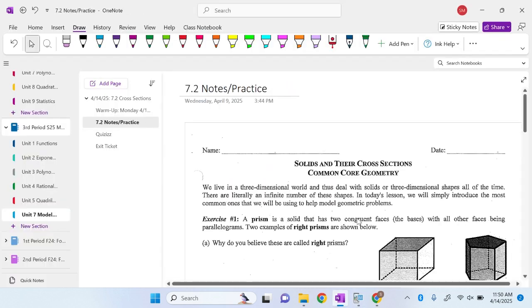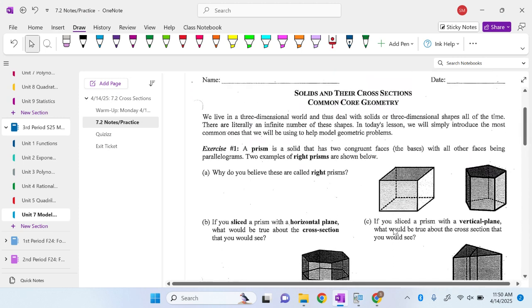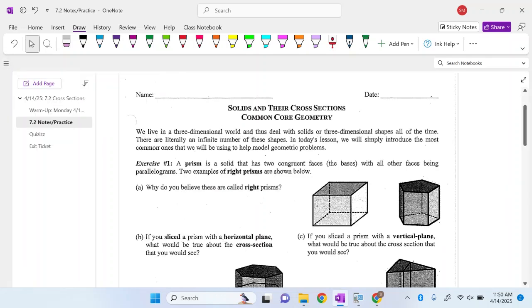So let's actually do some of the more formal notes. So we're looking at page, no, it's actually page 5. All right, so we're on page 5.